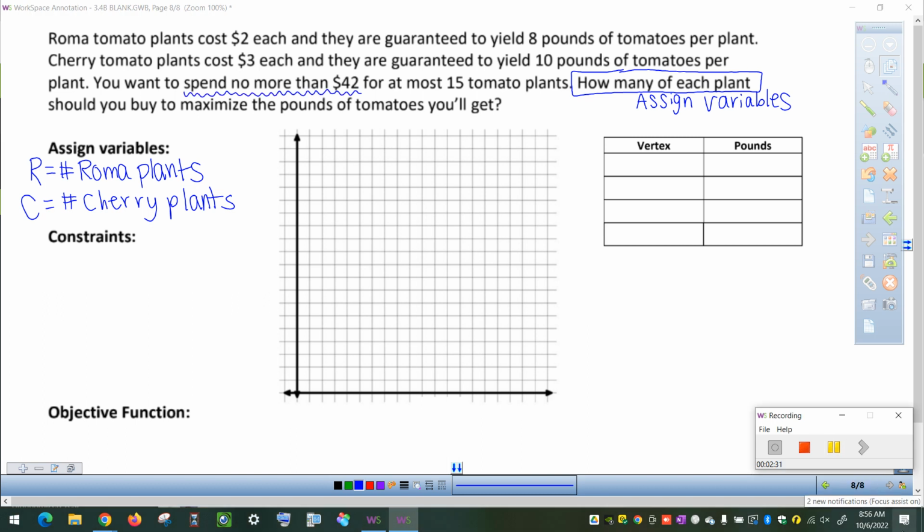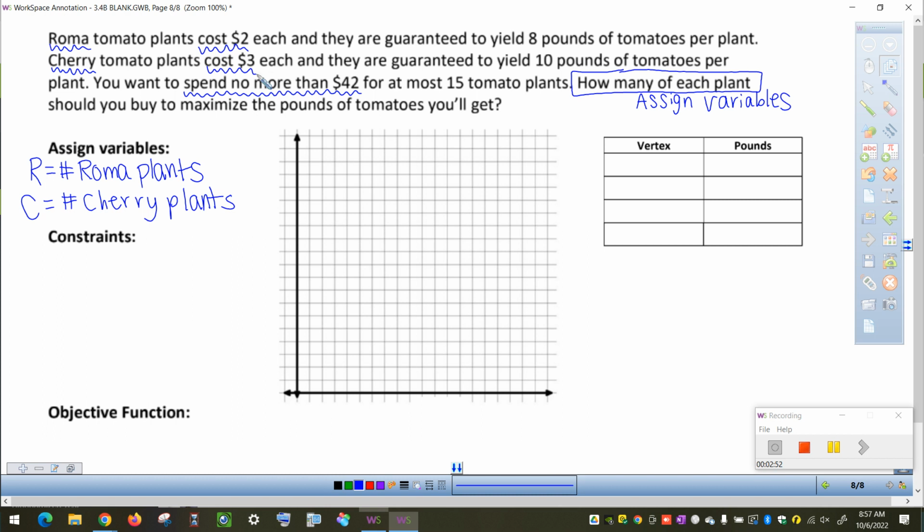All right, so we can spend no more than $42. And so let's take a look back up here at the problem. The Roma tomato plants cost $2 each. So I'm going to underline those pieces with the same squiggle because that is going to go together with the amount of money that we're able to spend. And then let's also squiggle here under the cherry tomato plants cost $3 each.